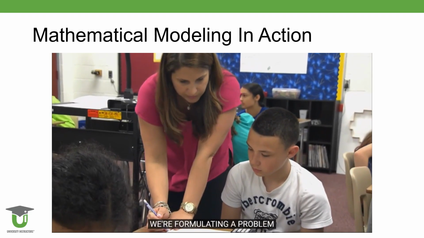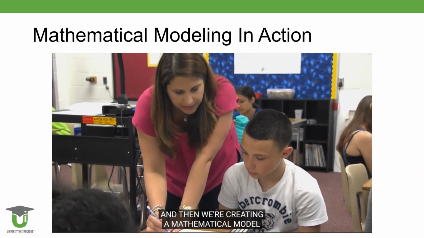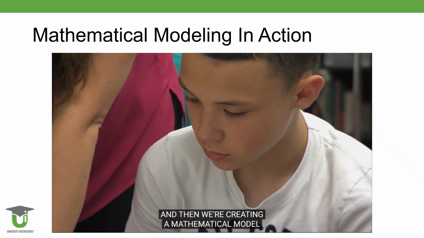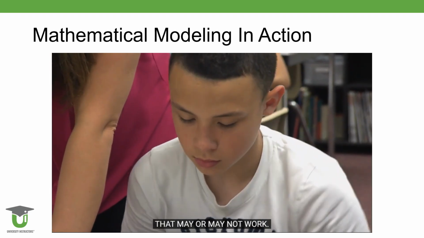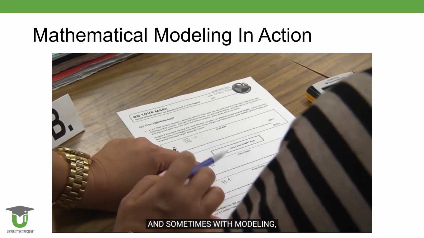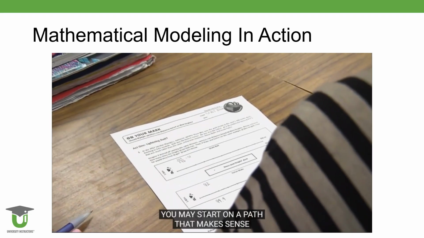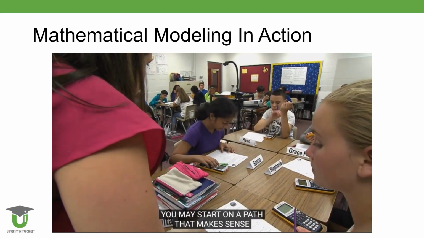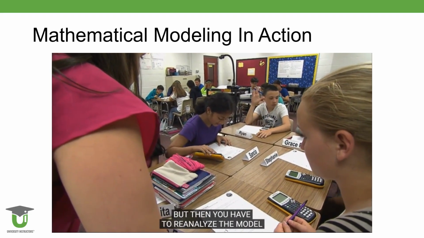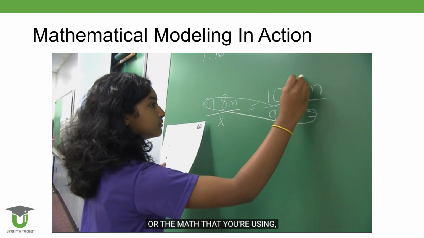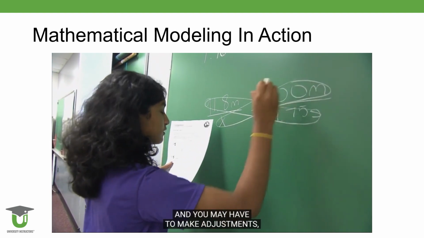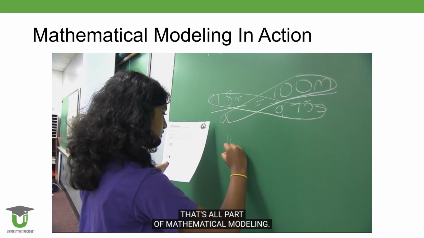We're formulating a problem, and then we're creating a mathematical model to analyze and support a conclusion that may or may not work. And sometimes with modeling, you may start on a path that makes sense, but then you have to reanalyze the model that you apply to whatever the problem is or the math that you're using, and you may have to make adjustments, and that's okay too. That's all part of mathematical modeling.